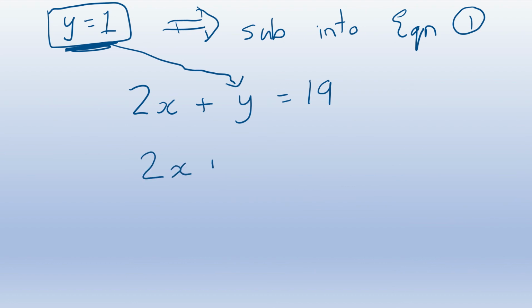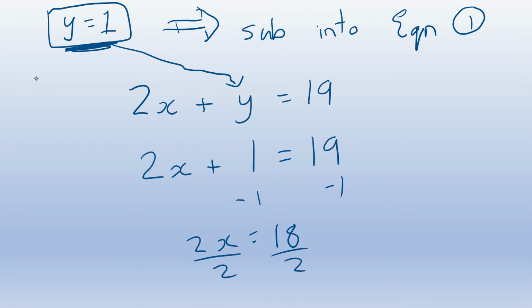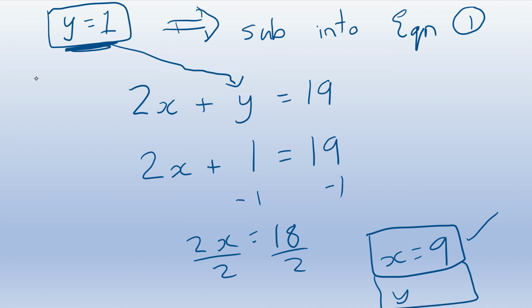So now I'm going to have 2x plus 1 is equal to 19, and all of a sudden you're back like the first question that we did, one equation with one unknown. I'm going to take 1 away from both sides. I'm going to end up with 2x is equal to 18, and I'm going to divide both sides by 2, and I'm going to end up with x is equal to 9. So that's part of your answer there, the x is equal to 9. The other part of your answer is what your y was. So oftentimes it looks nice if you have your x and your y together. And we had our y is equal to 1. So y is equal to 1.